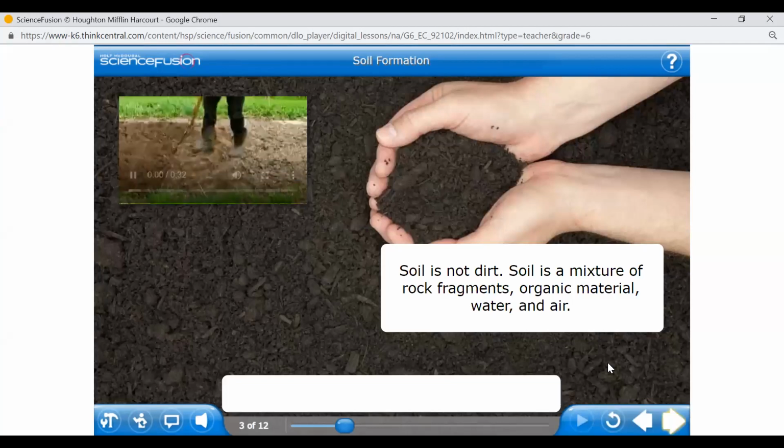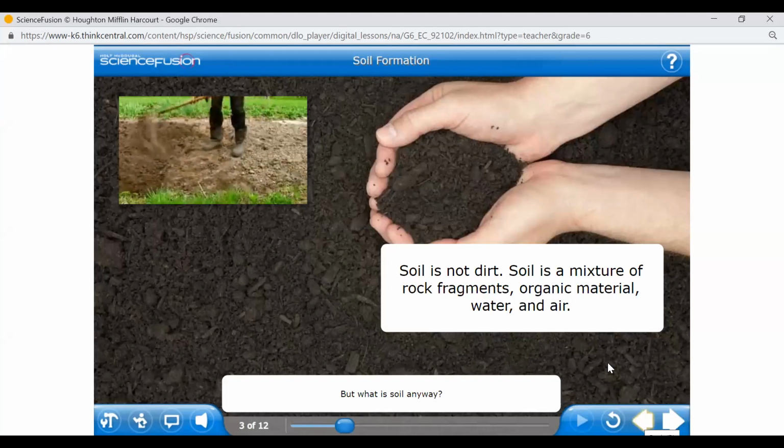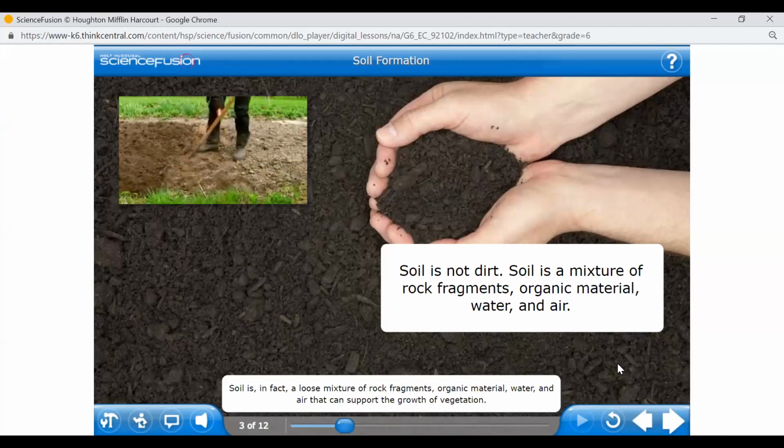Now, who's going to tell me what humus is? Here we see some soil. But what is soil anyway? Is soil just a collection of weathered rock particles? Soil is, in fact, a loose mixture of rock fragments, organic material, water, and air that can support the growth of vegetation. Factors that affect the formation of soil include the parent rock the fragments come from, the climate and topography of the area, the living things on and in the soil, and time.